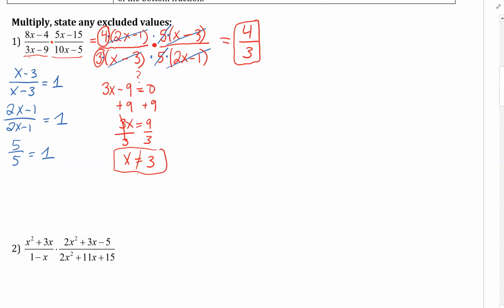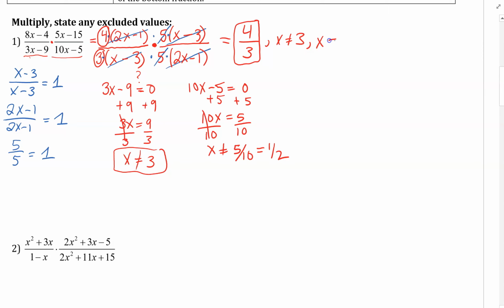So then I can't let x be 3, right? And then I do a similar thing with the other denominator. I set it equal to 0, again, to figure out what value of x would cause it to equal 0. And I get x cannot be 5 over 10, which if you simplify that is 1/2. So x cannot be 3, and it cannot be 1/2. But for every other x, if I multiply these expressions together, the result will be 4/3.